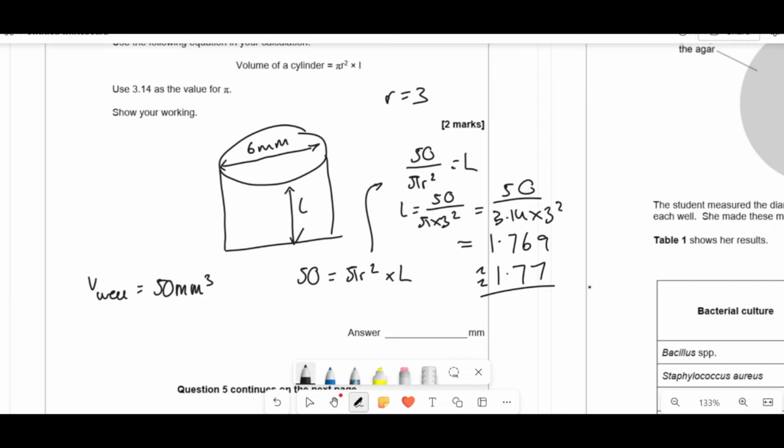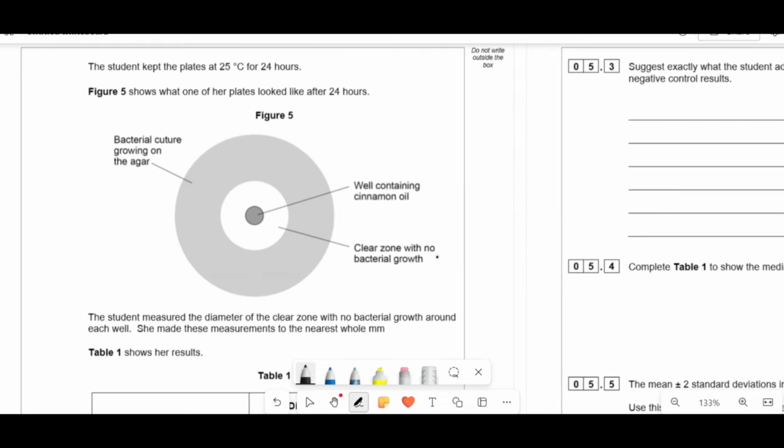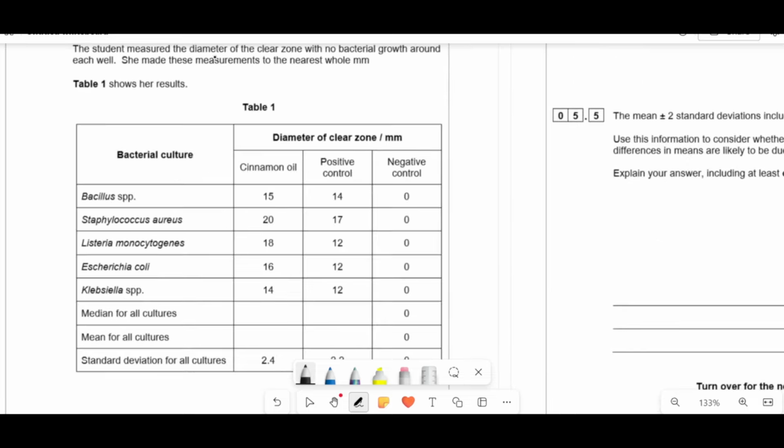There you go. So the student kept the plates at 25 degrees Celsius for 24 hours, and then figure 5 shows what one of the plates looked like. So here we've got bacterial culture growing on agar. Here's the well containing the cinnamon oil there, and we have a clear zone here with no bacterial growth. So on that figure, based on that figure alone, this cinnamon oil might stop bacteria from growing here or kill them. She then measured the diameter of the clear zone with no bacterial growth around each well, and then made these measurements to the nearest whole millimeter. So the results are shown here.